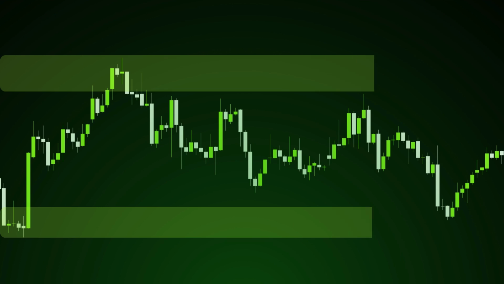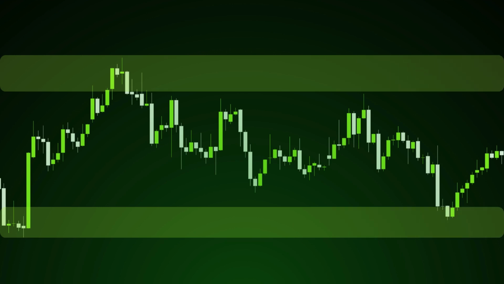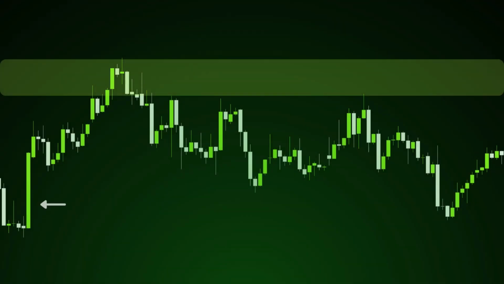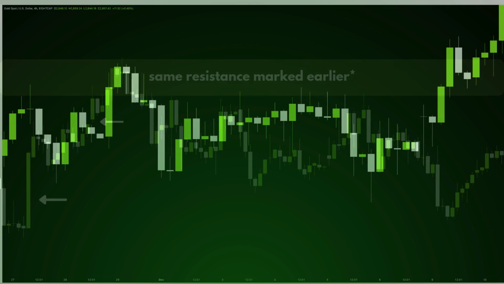First, look for more obvious support and resistance levels, especially at higher time frames. Remember that support and resistance can also occur at trend lines or any other obvious pattern formation. Next, you want to look for areas with a lot of volume and sharp price reversals. You'll see long-bodied candles forming, pushing aggressively into our area of interest.